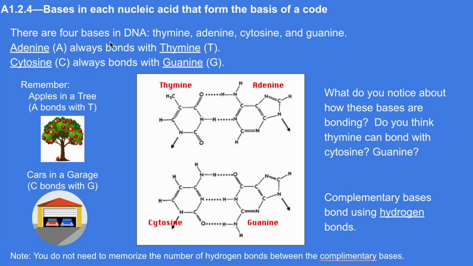You need to know that adenine always bonds with thymine and cytosine always bonds with guanine. The way that I remember this is I just think apples in a tree. So A is going to go with T, cars in the garage, C is going to go with G. Okay, now note that they're only going to match with each other, their complementary base, because they want to form a specific number of hydrogen bonds. You do not need to memorize how many hydrogen bonds each form. You just need to know that they're only going to bond with each other for that reason.